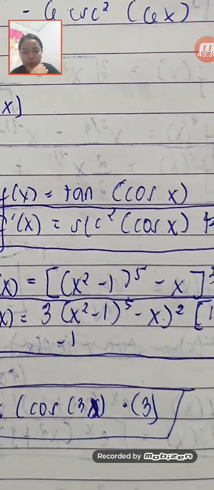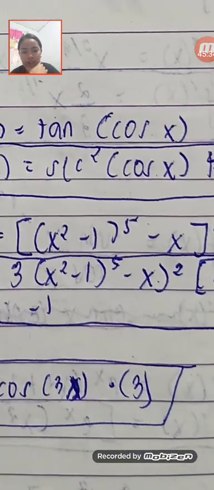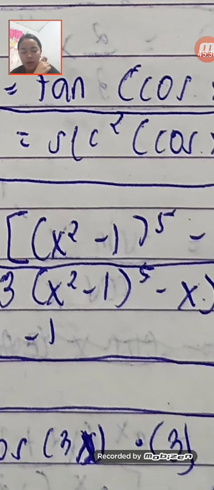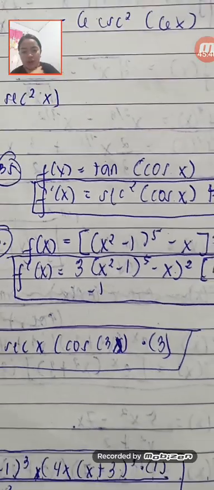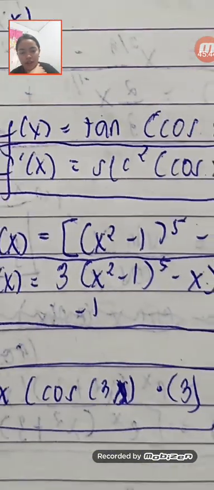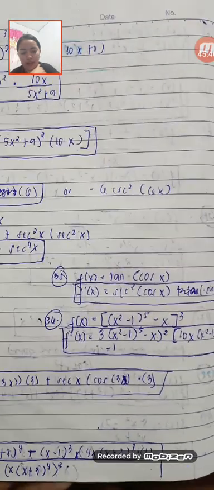Where do I get the 2? Always remember that here, we have the quantity of 2. So we need to bring down this 1, and bringing down this 1, we come up with 5. Bring down again the 5. That's why we come up with the 10x. And we copy the inside function and multiply by negative 1.